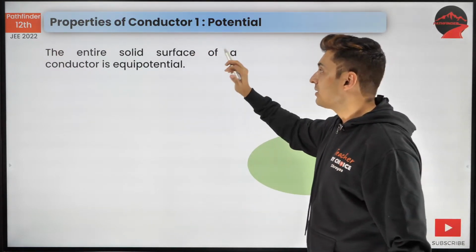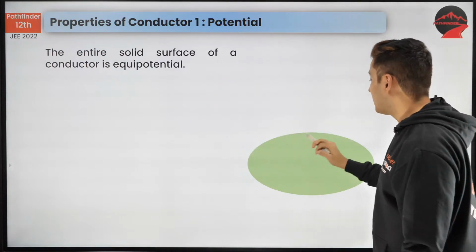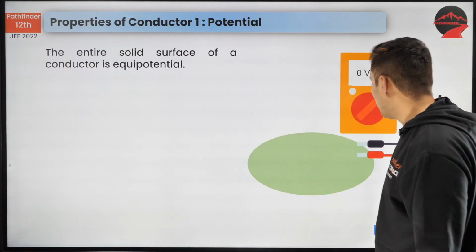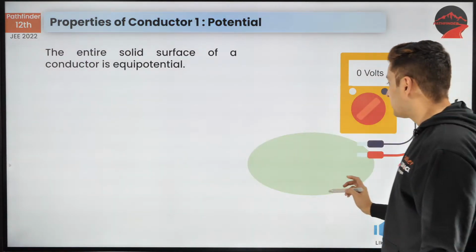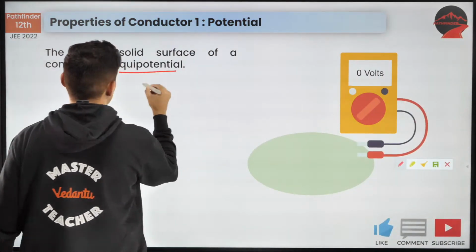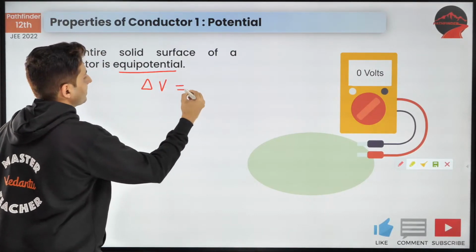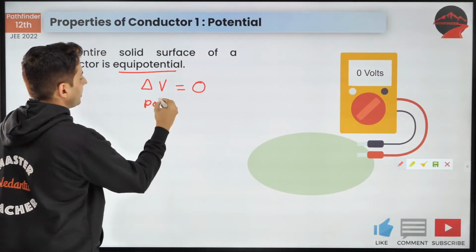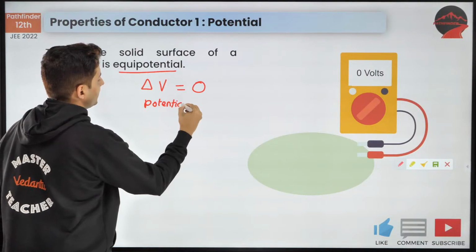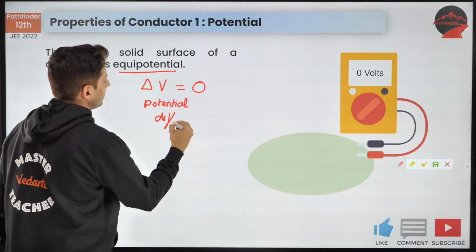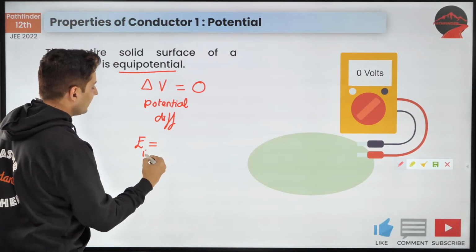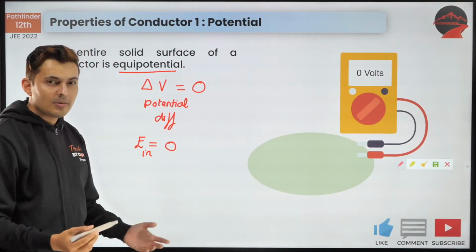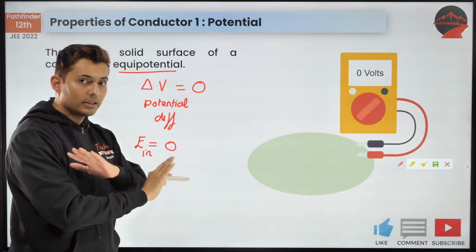Now the entire solid surface of a conductor is equipotential. Very important. No matter which 2 points you take, they are always going to show 0 volts. Equipotential means the potential difference is 0. Now there is a simple reason for that. The reason is that the field inside a conductor is 0. Remember this, field inside a conductor is always 0.